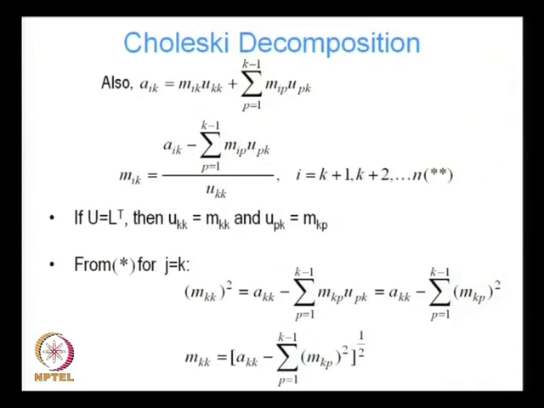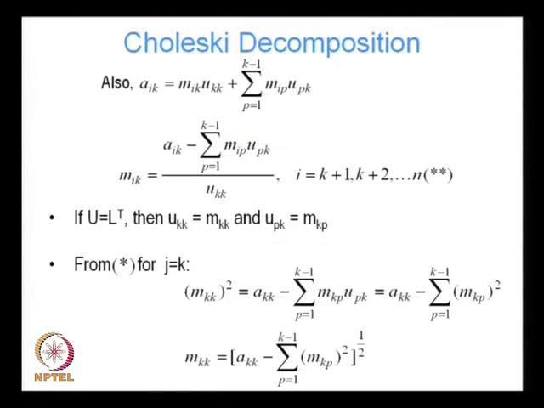So again, rearranging terms, we can write M_IK is equal to A_IK minus sigma p equal to 1 to k minus 1 of M_IP U_PK, divided by U_KK, where now I is equal to k plus 1, k plus 2 through n. If U is equal to L transpose, then U_KK is equal to M_KK. So the diagonal elements have to be the same, while the off diagonal elements are just the transpose of each other. So U_PK is equal to M_KP, since U is equal to L transpose.